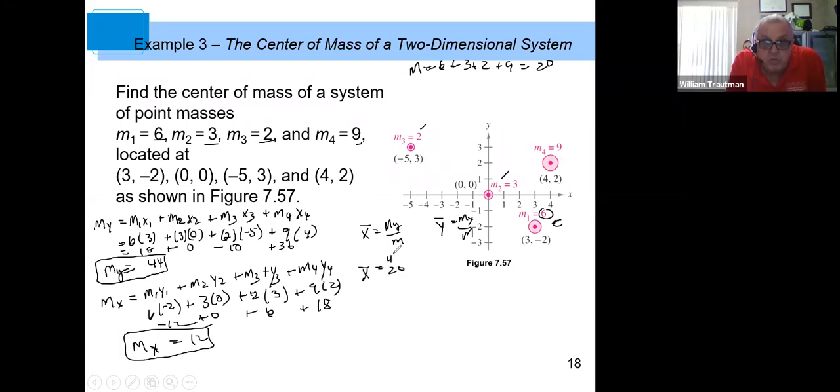My was 44. The mass is 20 and Mx is 12. So if I reduce this, they both divide by 4. I get 11 over 5 for x bar. And for y bar, they both divide by 4. I get 3 over 5.